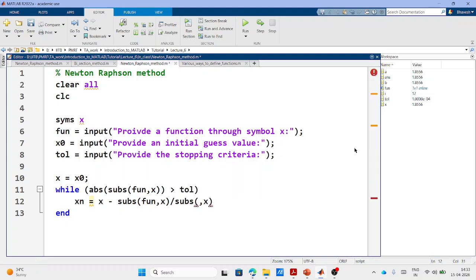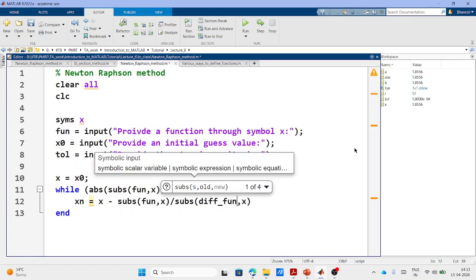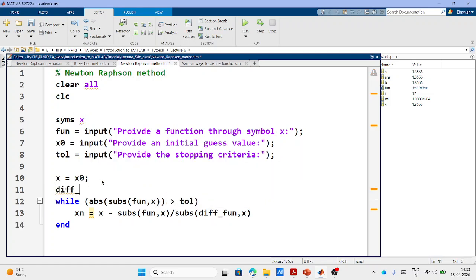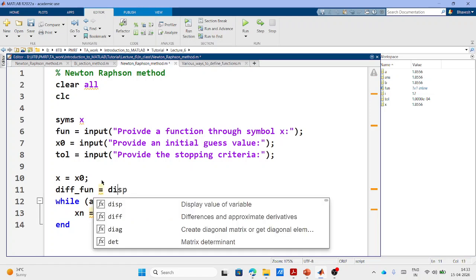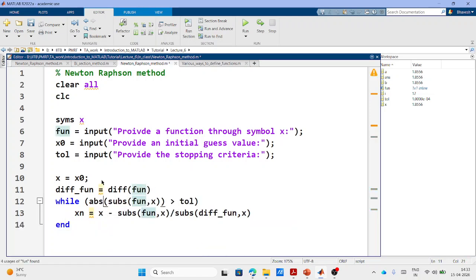So here I want to find the differential. Okay. So what I will do, I will also define a differential of function as diff of func. Right. So this diff func becomes differential of that function. I'm substituting two values and finding the next iteration, right? So my x becomes xn. Okay, this is the end of loop.